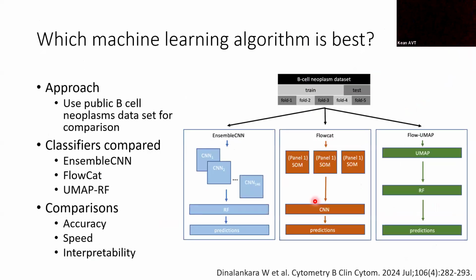Okay, so which machine learning algorithm is best? Actually, we decided to compare 3 machine learning algorithms in this study, but there are more out there, just to mention that. And we decided to compare accuracy, speed, and interpretability. And the 3 we chose to look at were Ensemble CNN, FlowCat, and FlowUmap. So basically, you already know the Ensemble CNN approach is what I just described.